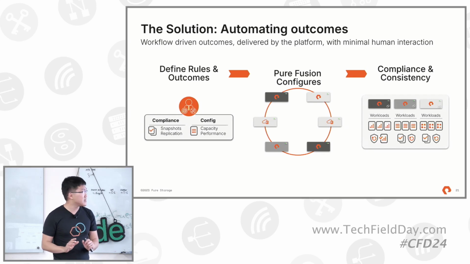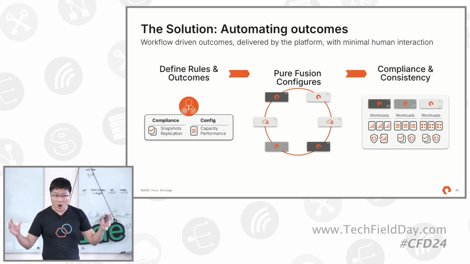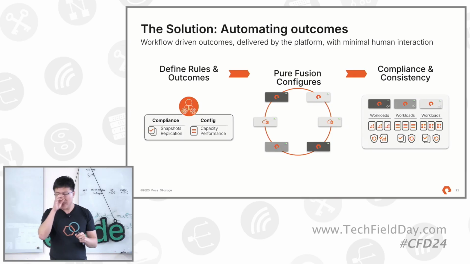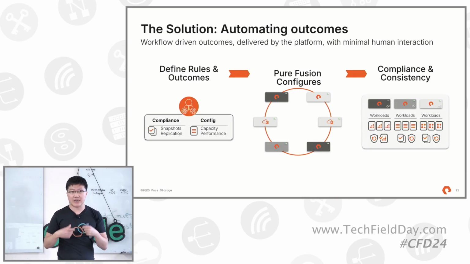Fusion also introduces this thing called a fleet. A fleet is where multiple arrays can talk to each other and coordinate among each other. As you can see in the diagram over here, you can have Flash Array, you can have FlashBlade, you can have Pure Storage Cloud, all in the same fleet.